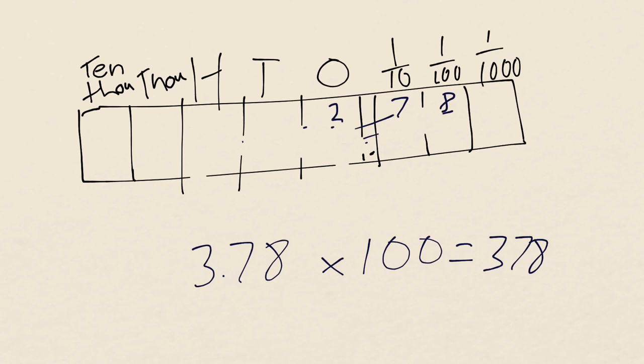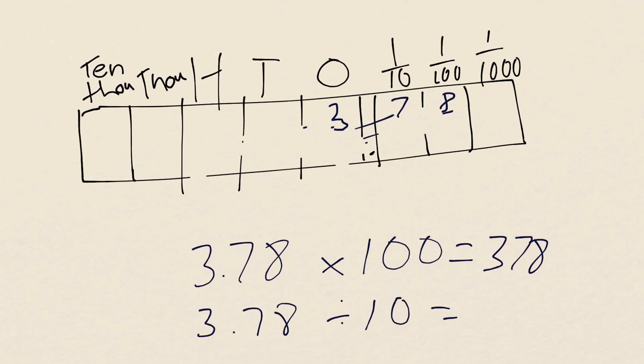Now let's take the same number, 3.78, and let's divide it. Let's divide it by 10, because that's all that's going to fit on the chart. But let's just practice once. In fact, stop and think. If I take 3.78 and I divide it by 10, what will happen? Okay, so now I'm going to try it.